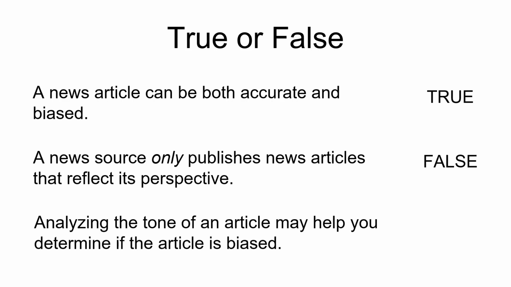And analyzing the tone of an article may help you determine if the article is biased. Absolutely. Look at the language being used. Are they being sensational? Are they being emotional in how they're presenting their facts? Are they taking things deliberately out of context? Maybe looking back at the original sources, if they're quoting something else, can show you the tone of the article and help you determine if it's biased.